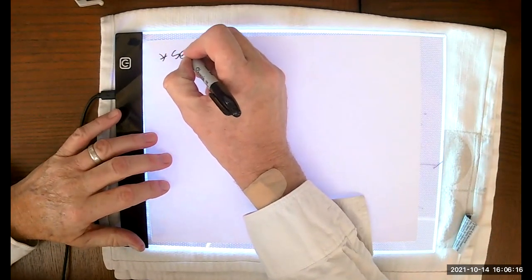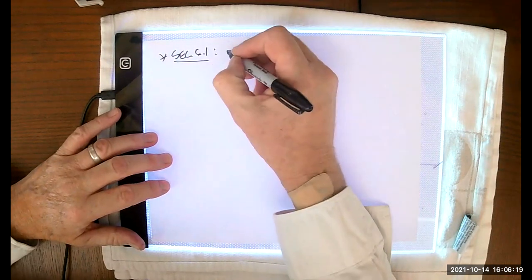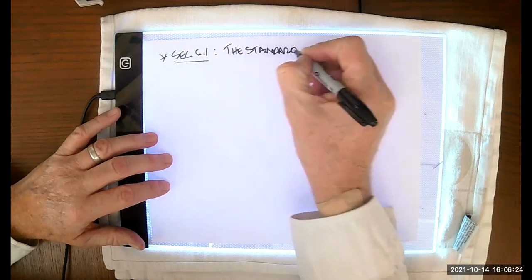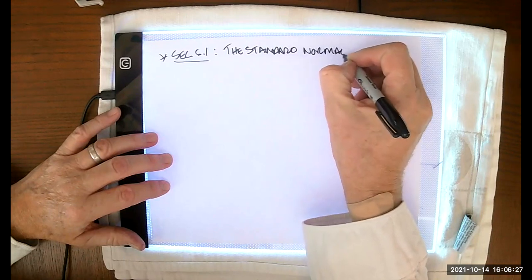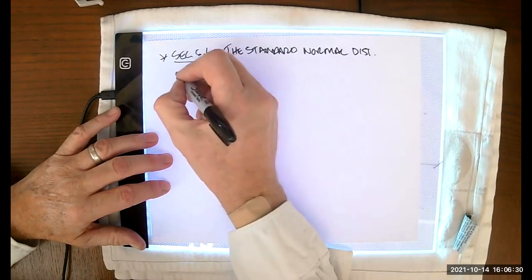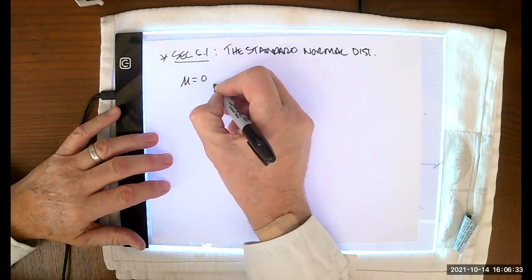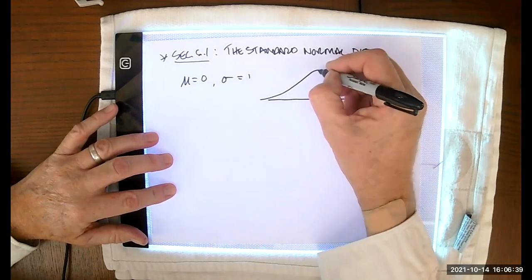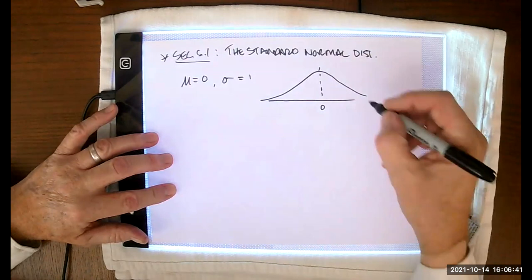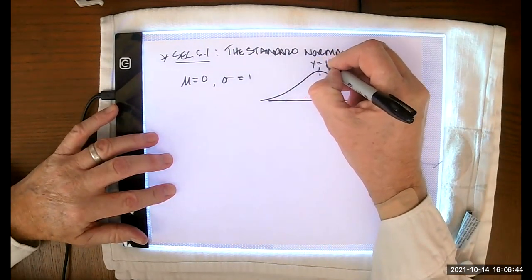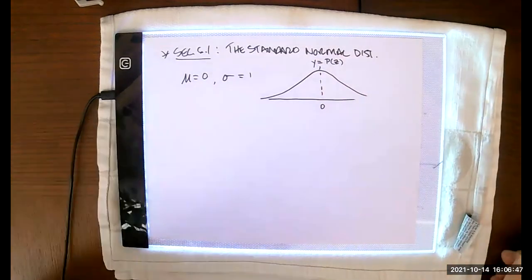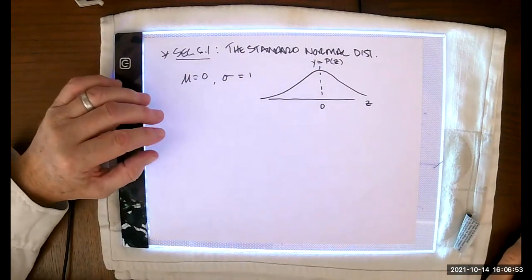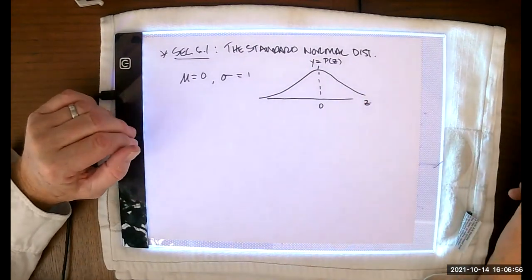Section 6.1, the standard normal distribution, as we like to call it. It's normal. We have a mean of 0 and a standard deviation of 1, and a wonderful little bell curve with 0 in the middle. The y-axis is the probability of a particular outcome of C, and we've got C on the horizontal axis. It's a little bit different than that, but that really is pretty much how it works.